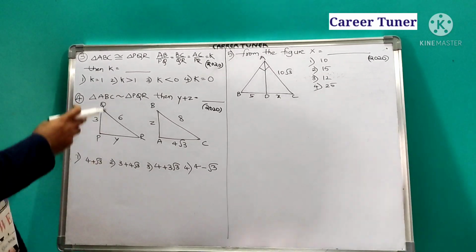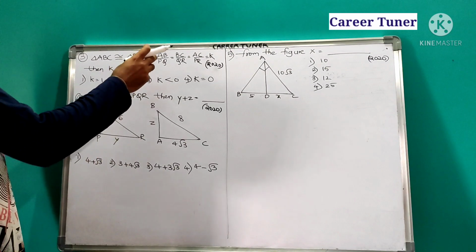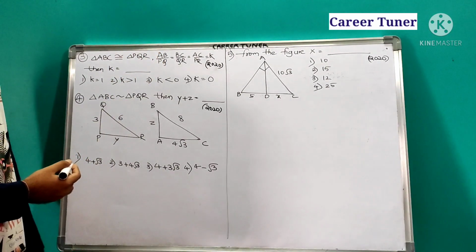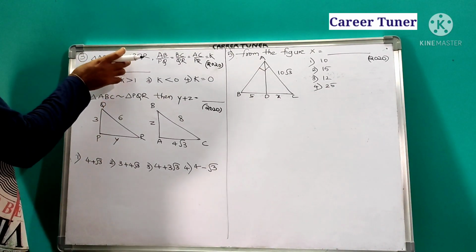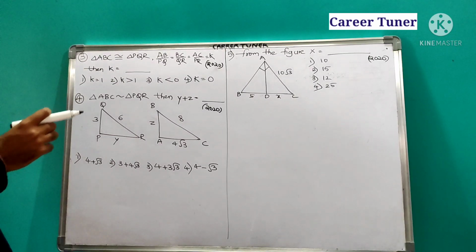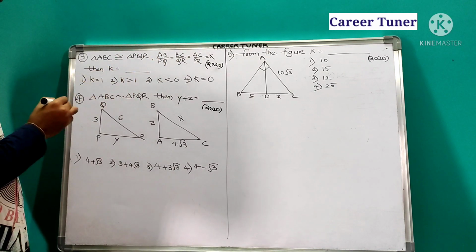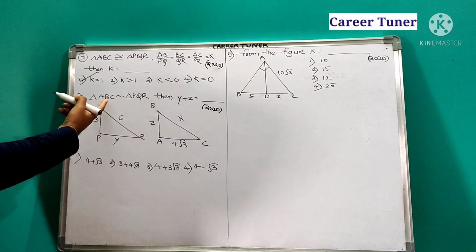The next question. Triangle ABC is congruent to triangle PQR. Then it is given that AB by PQ is equal to BC by QR is equal to AC by PR is equal to K. Then what is the value of K? So when two figures are congruent, then they have the same shape and same size. When their shape and size are the same, then exactly the K value becomes what? 1. So which is the option? First option.